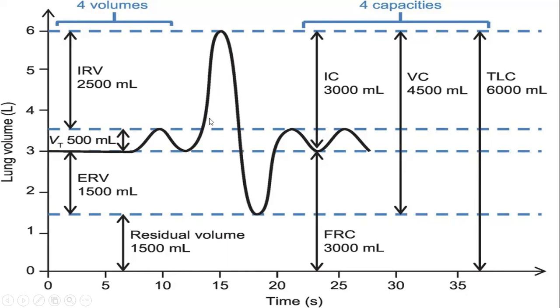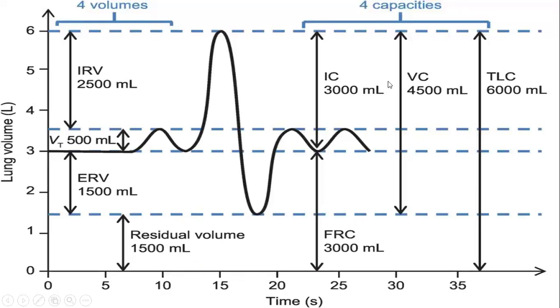You can still breathe in some more air, more than 500 mils, to the tune of 2,500 mils, which is referred to as inspiratory reserve volume. It just means you have some more space that can be accommodated into the respiratory space after normal breathing in, equal to 2,500 mils. Then after breathing out, you can actually breathe some more air out to the tune of 1,500 mils, which is expiratory reserve volume. Then there is the amount of air that remains in the airspace, holding onto the volume of the whole airspace, to the tune of 1,500 mils.